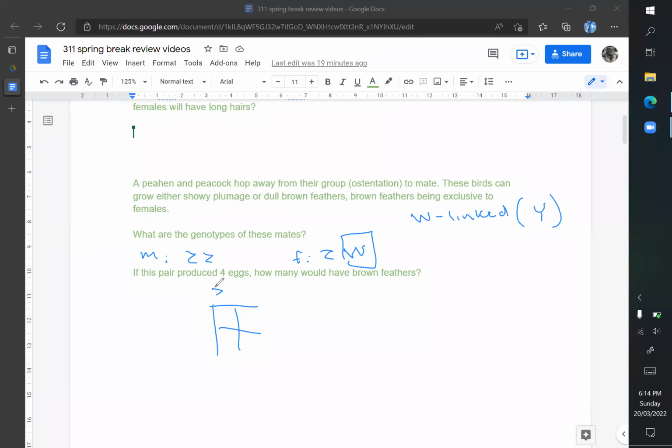We have our female on top, our male on the side. That goes with that. That goes with that. This Z comes over here, and this W comes down. So having brown feathers is indicative of a female. So any females that we see are going to have brown feathers. So out of these 4, coincidentally, 2 of them are going to have brown feathers because they're female. Nice and easy.